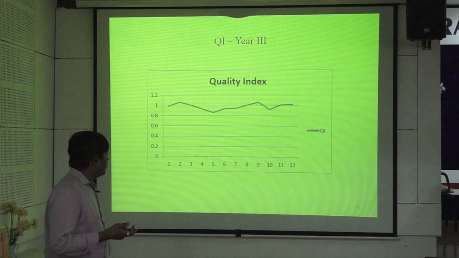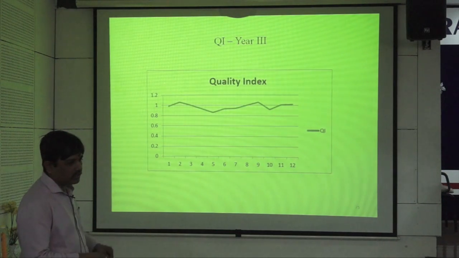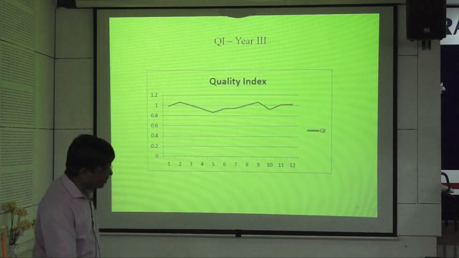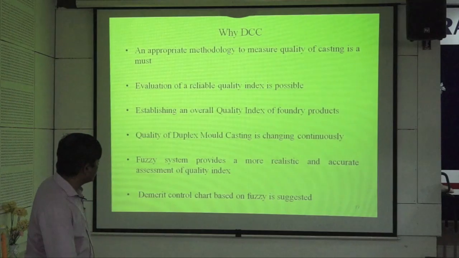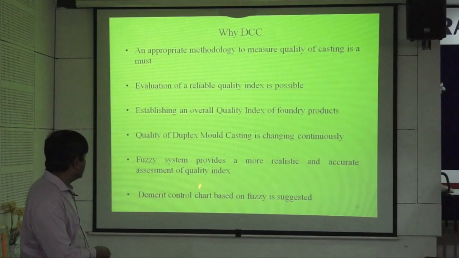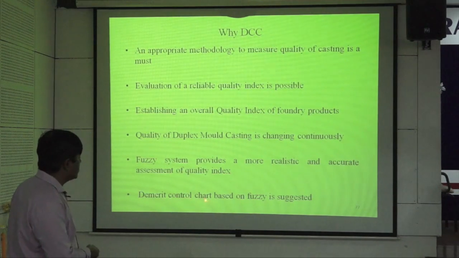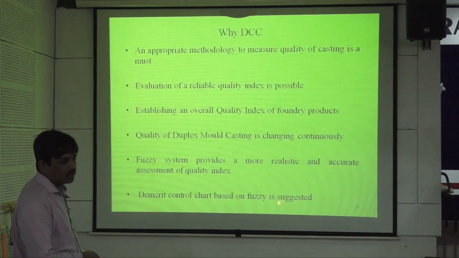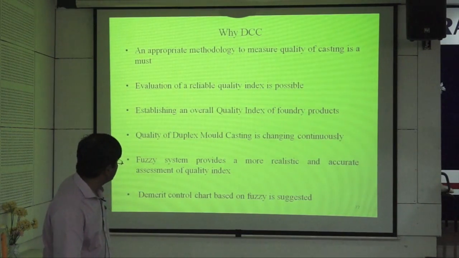That is the problem with the demerit control chart. Although it leads to a measure of performance, it does not give you the idea what the problem is, why the points are falling outside the control limits. That is the problem. So these are the calculations. By using this, we can land up at a reliable quality index. That is the advantage. This fuzzy system provides a more realistic and accurate assessment of the quality index. So rather than going for the classical demerit control chart, we suggest that we should use a demerit control chart based on linguistic weights. That is the fuzzy. It gives us a chart that becomes very sensitive.